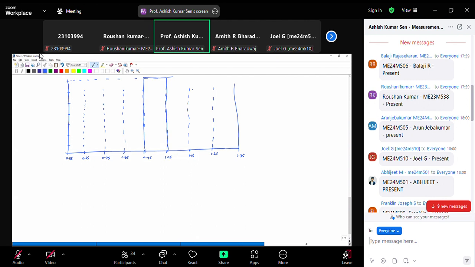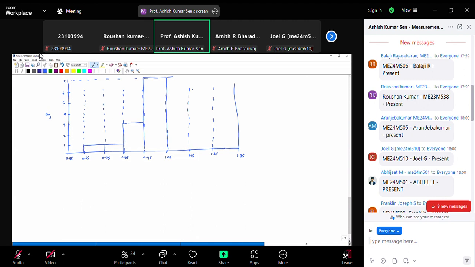Then 0.85 to 0.95, you have 3. So 1, 2, 3, 4, 5, 6, 7 is nj. So 3 is somewhere here, right? So this is between 0.85 and 0.95. Then 0.75 to 0.85, you have only 1. So 1 is somewhere here. 0.65 to 0.75 also, you have only 1. You have it somewhere here.